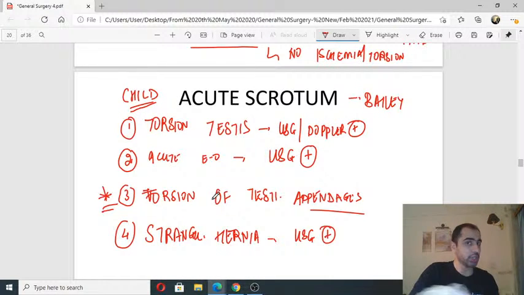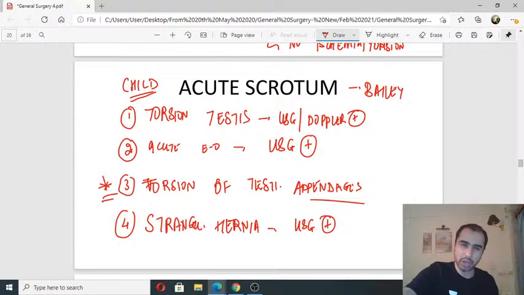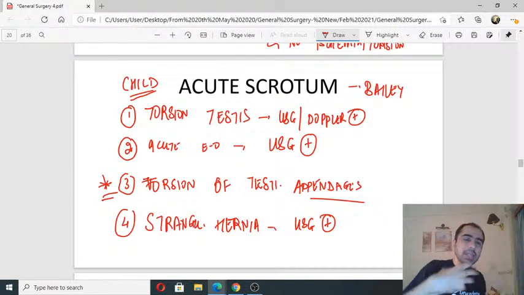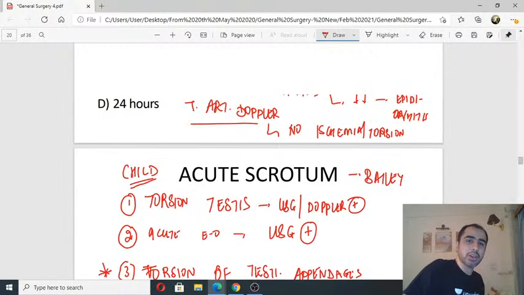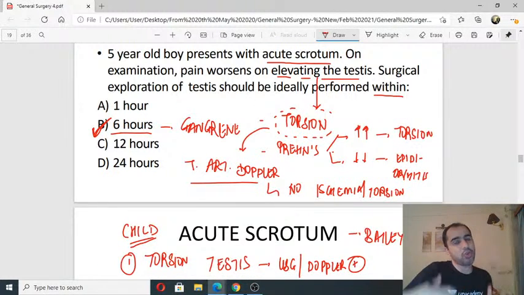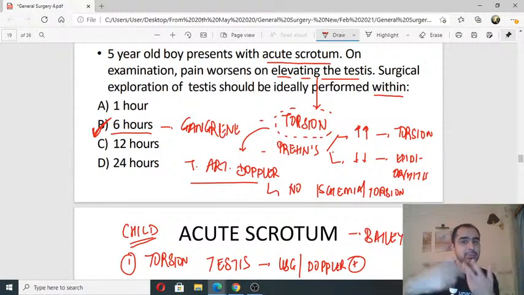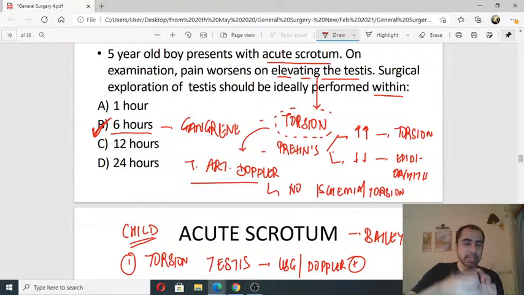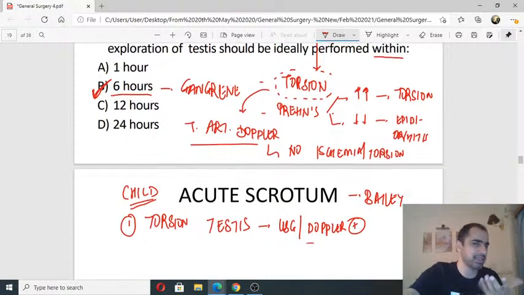इस पे आज तक MCQ आया नहीं है. It's a fairly new topic. It's not that common, but if they want to go one step ahead, they'll give you this scenario and then they'll tell you, okay, ultrasound is normal, Doppler is normal. What is the next step? Of course, next step will be explore, but you will not see twisted testes, you will see torsion of testicular appendage, which can be excised, no problem.